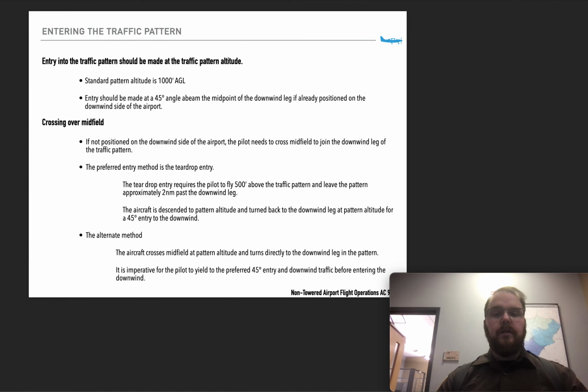So entry into the traffic pattern should be made at traffic pattern altitude. Again, standard traffic pattern altitude is 1,000 feet above ground level. Entry should be made at a 45-degree angle, abeam the midpoint of the downwind leg if already positioned on the downwind side of the airport. Crossing over midfield is another way, if you're on the opposite side of the airfield, to enter the traffic pattern. So there's two ways to do that, which we're going to discuss.